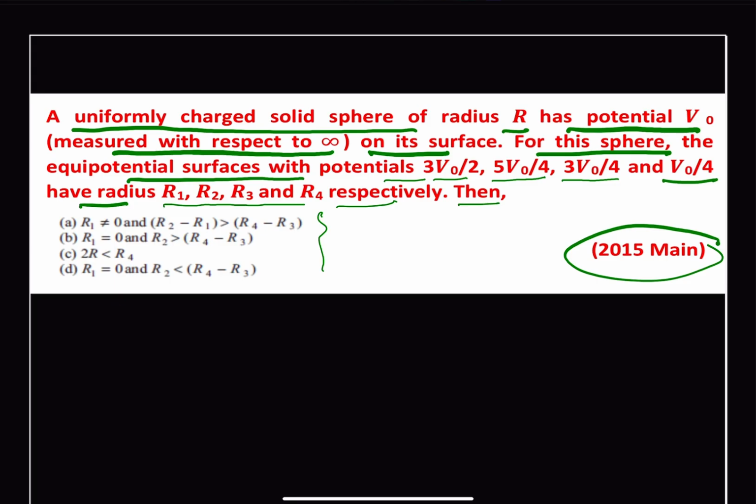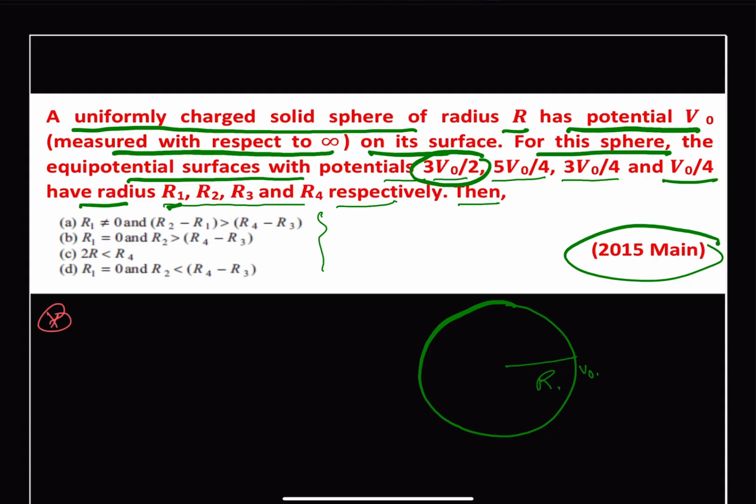So we are given that a sphere is there. Let us draw an approximate figure, and its radius is given as R, and the potential is V naught. So the first equipotential surface is given as 3 V naught by 2, and its radius is R1. First of all, let's find out what will be the equation for this V naught, that's the potential on the surface. Then we can proceed further.